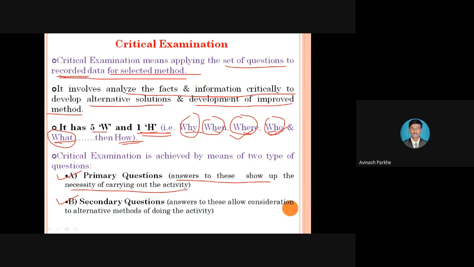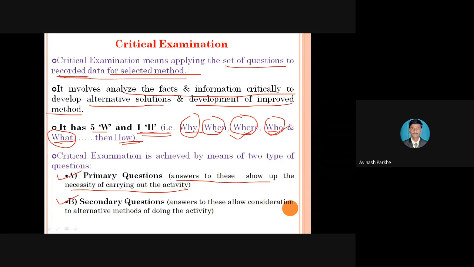Therefore, please keep in mind, in case of a critical examination, we are asking a set of questions. Therefore, this particular method is called a critical examination. In that, we are asking the 5W and 1H questions. 5W means why, when, where, who, and what. These are the 5W questions, and there is only one H, and that capital H represents how. So such types of questions will be asked in the critical examination.